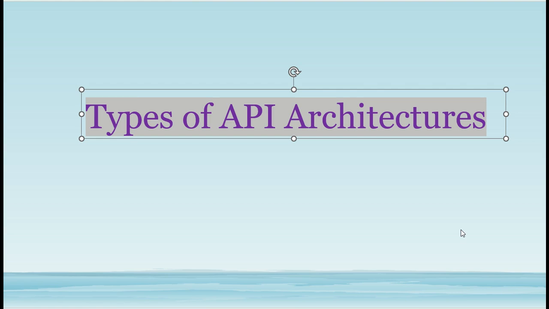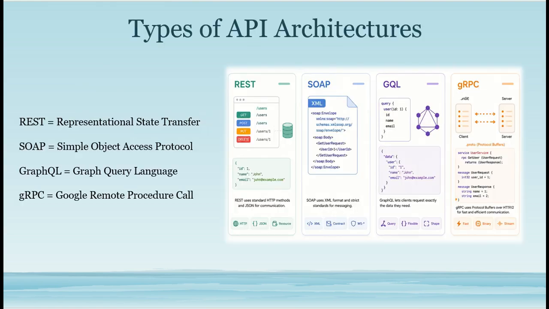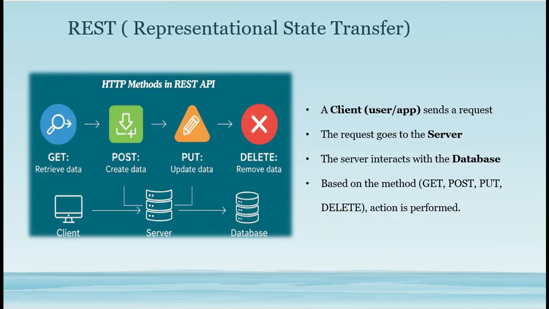Hello everyone, so welcome back. In this video today we are going to understand four major API architectures: REST, SOAP, GraphQL, and gRPC. These are the four API architectures: Representational State Transfer, Simple Object Access Protocol, Graph Query Language, and Google Remote Procedure Call. And we'll discuss how they are used in real life applications. I'm going to explain them one by one.